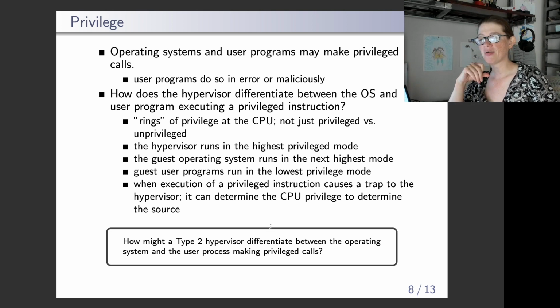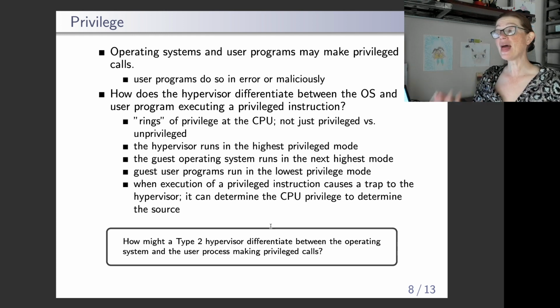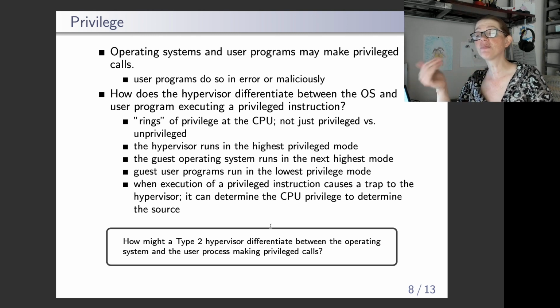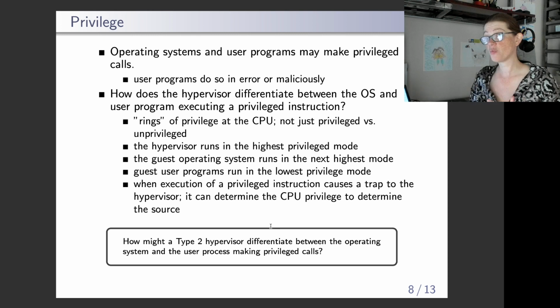How a Type 1 hypervisor has actually solved this is by making use of more of the privilege levels of your CPU. Your CPU doesn't just have privilege and no privilege. It actually has 4 levels of privilege. We typically use the full on and full off, but there are 2 in the middle. Why don't we use those? That's exactly what the Type 1 hypervisor does. It makes use of rings. The hypervisor itself runs in the highest privilege mode. The guest operating system runs in the next highest mode. And the user programs on the guest operating system run in the lowest privileged mode. That way, we've got levels of privilege, so we can set the privilege mode on the CPU.